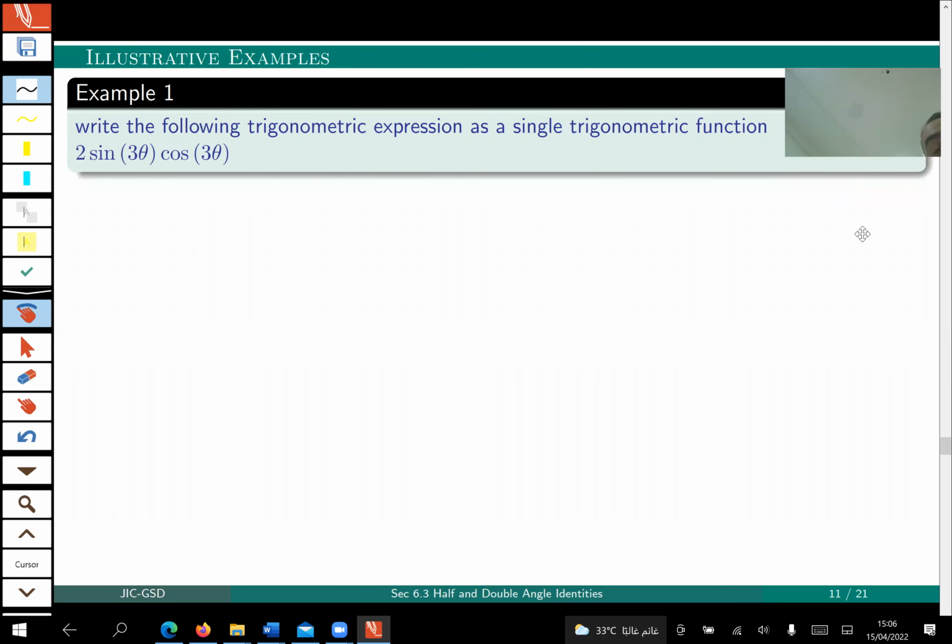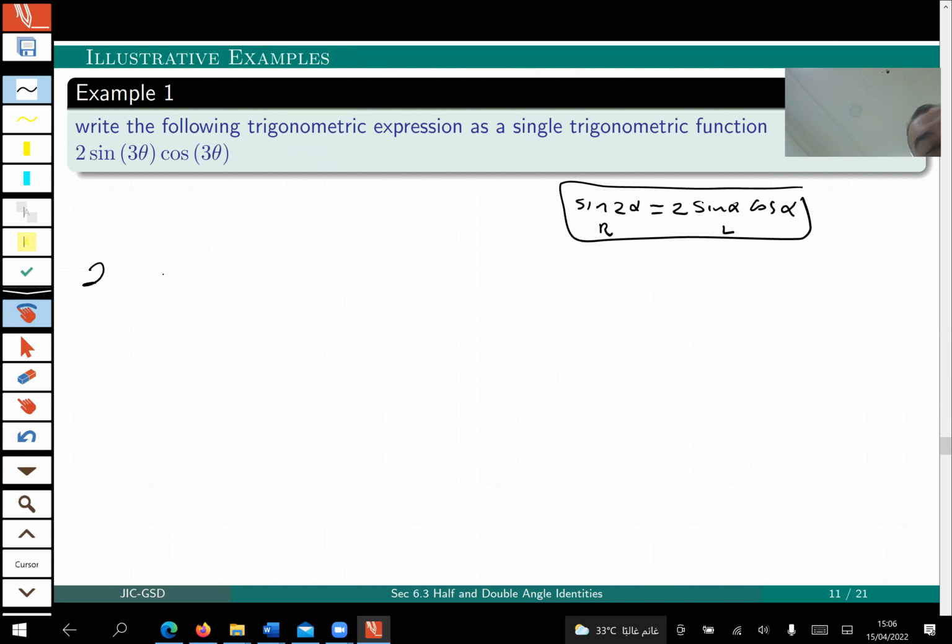Now, here we have to write as a single trigonometric function. Remember, what is the sine double angle? It's 2 sine alpha cosine alpha. So 2 times sine times cosine will be sine of double the angle. Here I have 2 times sine 3 theta cosine 3 theta. It will be sine of 2 times the angle. If it is 3 theta, it will be 6 theta, and so on.